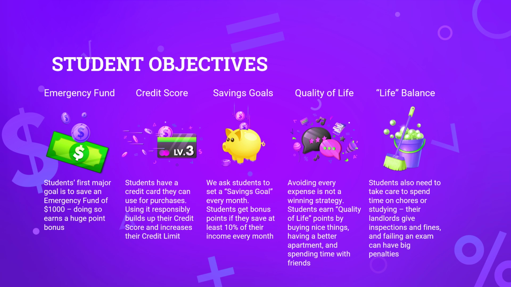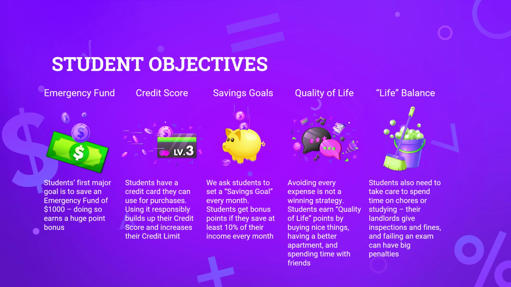Fourth is quality of life. Now this is something that's unique to our budgeting game. Students can't win the game just by avoiding every single expense. There is something to be said for quality of life, where students who spend a little bit more time with their friends and family, who spend a little bit of money on some luxuries when it's applicable, tend to be happier. So if a student has already met their savings goal for this month, we do award extra points if they spend some time on themselves for quality of life.